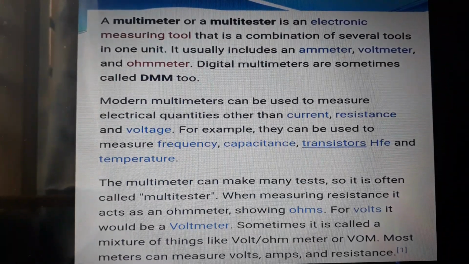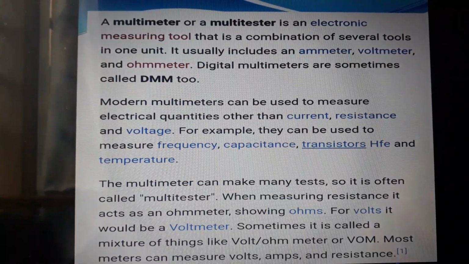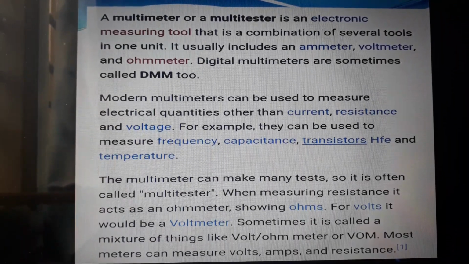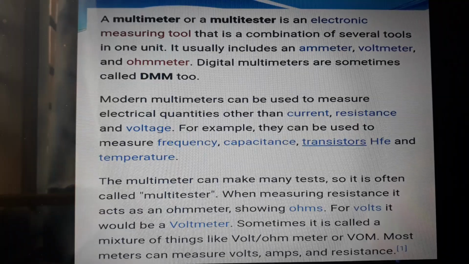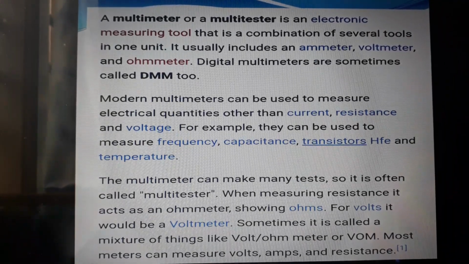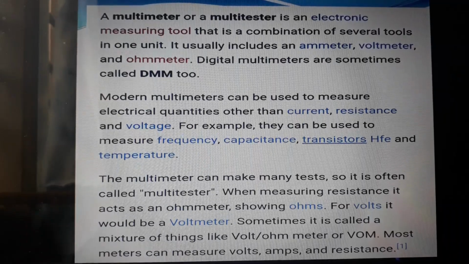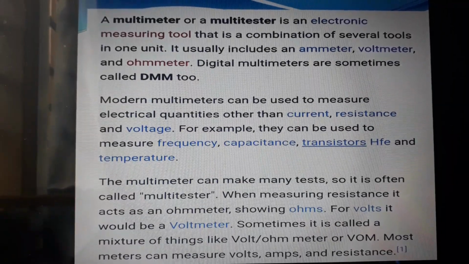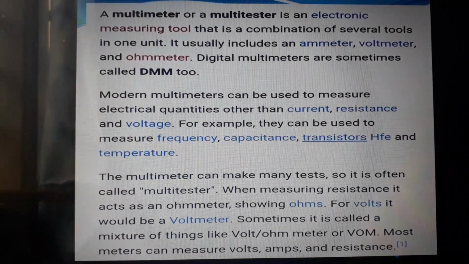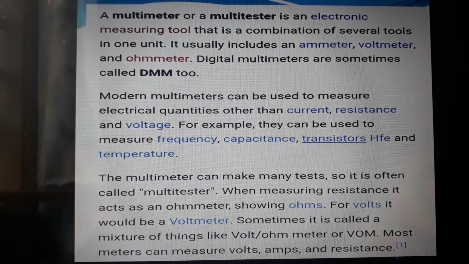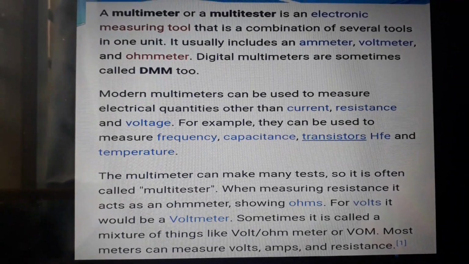Next, let us move on to the definition of a multimeter. The multimeter can also be called a multi-tester because it is used for testing certain units. So, a multimeter or multi-tester is an electronic measuring tool that is a combination of several tools in one unit.